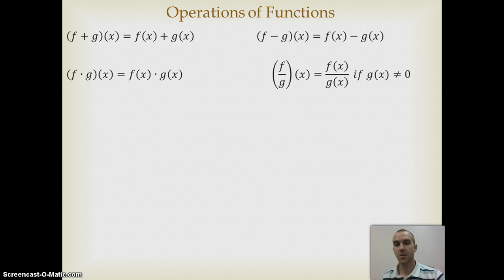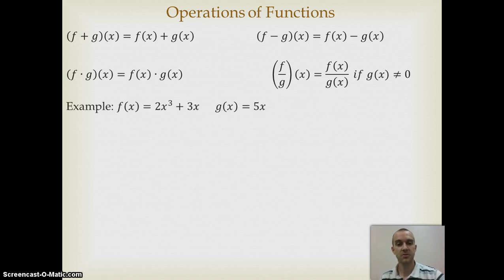Now we can do other operations of 2 different functions as well, and you just have to pay attention to the way they're written. If we have the 2 terms together in parentheses, f plus g, that quantity of x, that means I'm adding the 2 functions. With subtraction, I'm subtracting the 2 functions. Multiplying means I'm multiplying the 2 functions, and dividing means I divide the 2 functions as long as the denominator does not create 0.